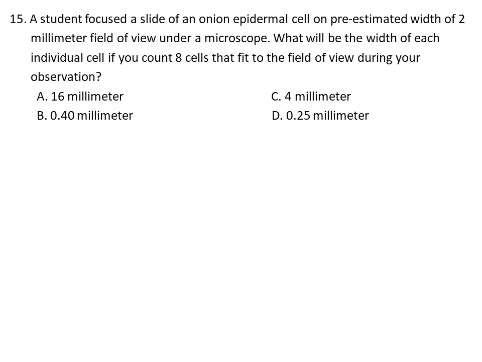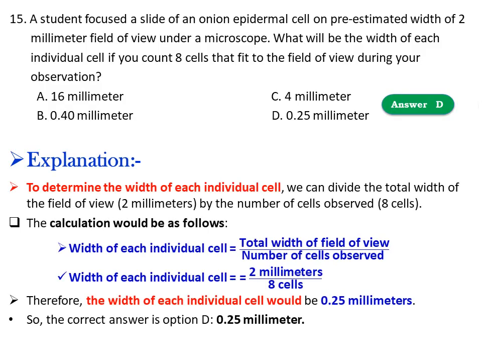Question number 15. A student focused a slide of an onion epidermal cell on a pre-estimated width of 2 mm field of view under a microscope. What will be the width of each individual cell if you count 8 cells that fit the field of view during the observation? So that should be D, 0.25 millimeter. To determine the width of each individual cell, we divide the total width of the field of view by the number of cells observed.